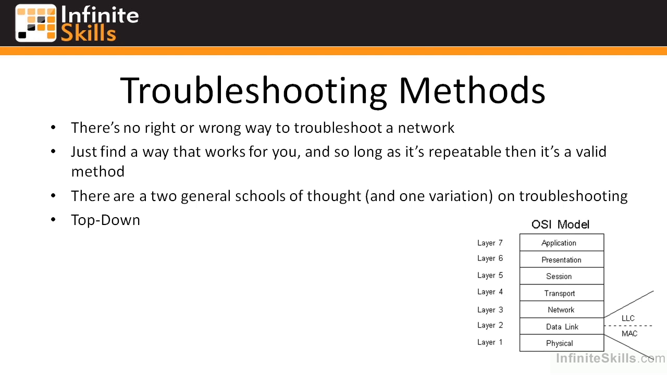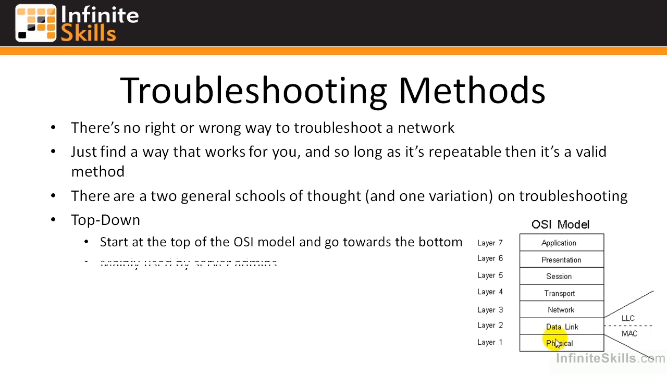The first is top-down, and when we say top-down, we're talking about the layers of the OSI model. Top-down starts at the top, at the application layer, and works its way down towards the bottom, the physical layer. My experience is this method is mainly used by server administrators or application administrators. As an example, they say, no one can get email. Let me see, is the email application running? Is it responding on port 389 or 25? If it is, well then let's go down to the network layer.